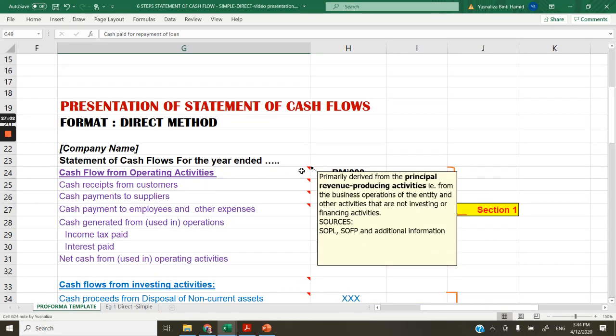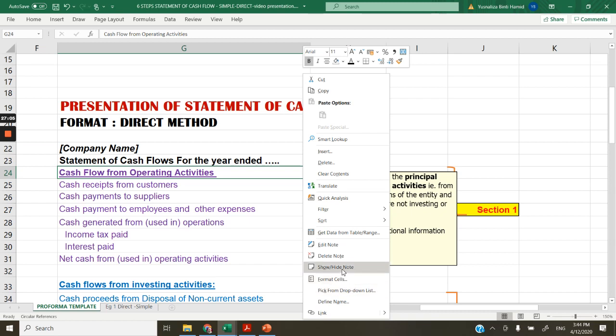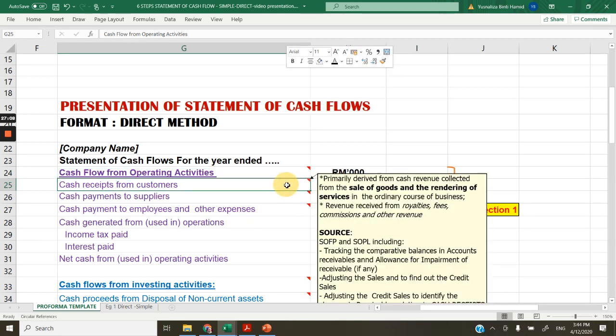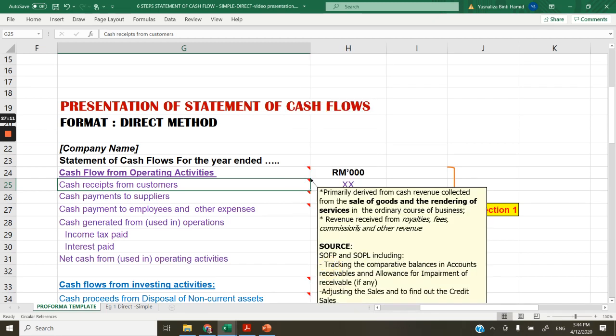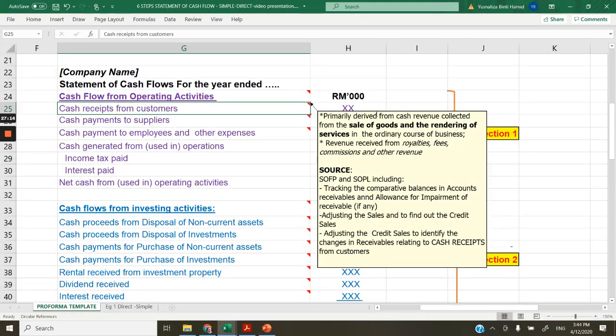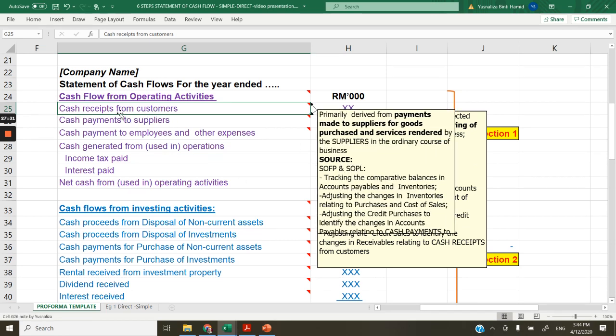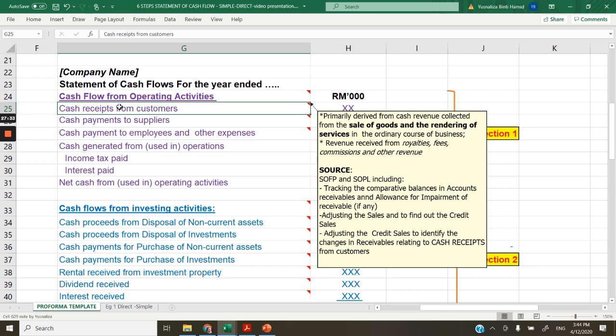Cash receipts from customer. Okay, the first item, you need to show the cash receipt from customer. The cash receipt from customer is normally derived from the sale of goods and rendering of services in your ordinary course of business. If this is a business that manufactures or sells goods to the customer, or if you don't sell goods, you provide services. So the receipt from your customer is what you debit in your bank account and what you credit in your receivable account for the payment made by the customer.